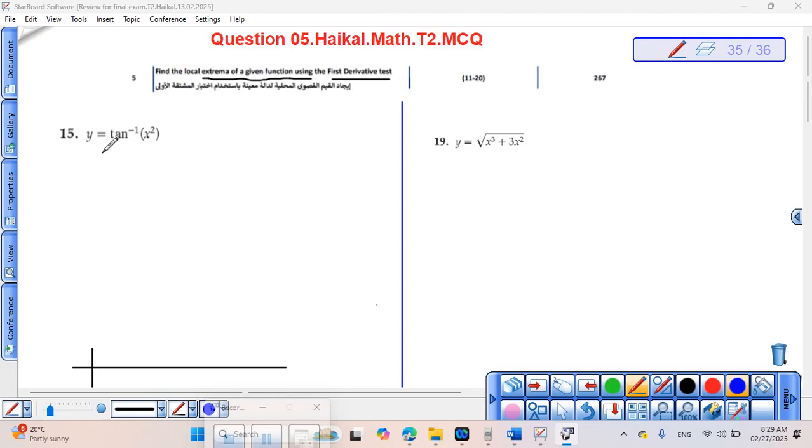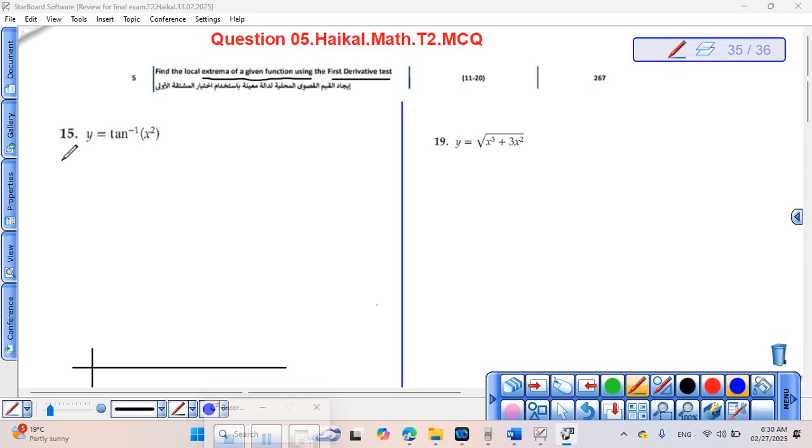First, question 15, as you see, y equals inverse tan of x squared. How to find critical numbers, then how to determine where the function is increasing and decreasing, and determine the kind of local extrema, local maximum or local minimum.